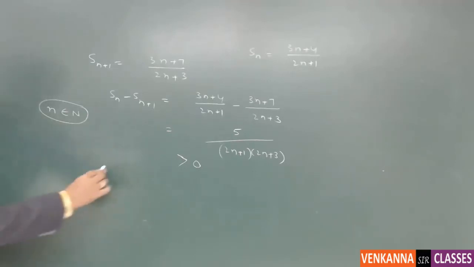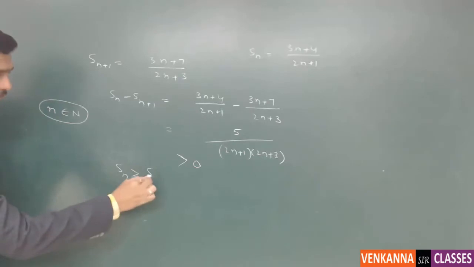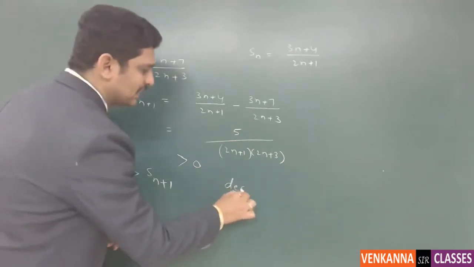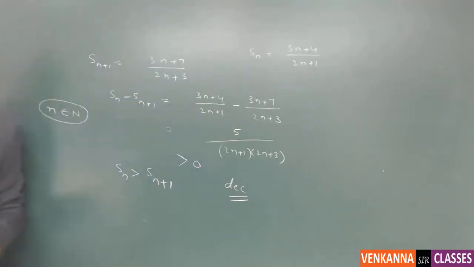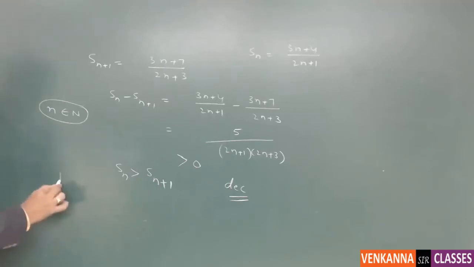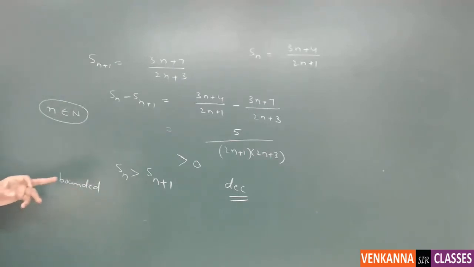So here you say that Sn is greater than Sn plus 1. So it is a decreasing sequence. Accepted? Right. So to prove that it is convergent, the path left with us is to say that it is bounded. Since it is decreasing, the first term would always be the maximum, isn't it?